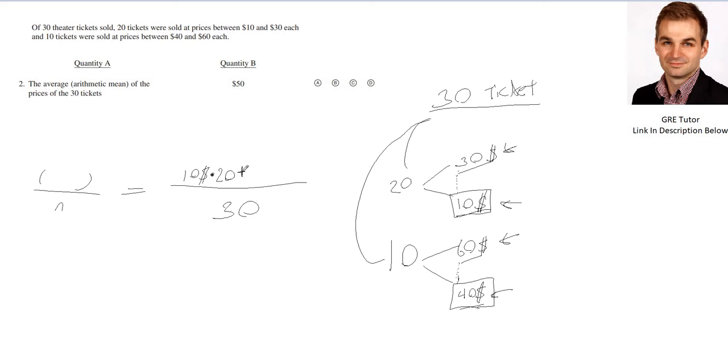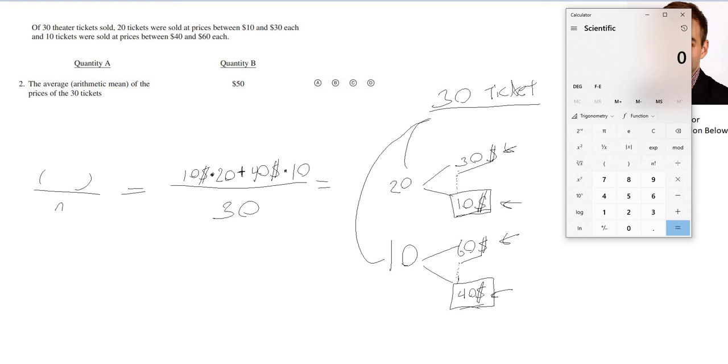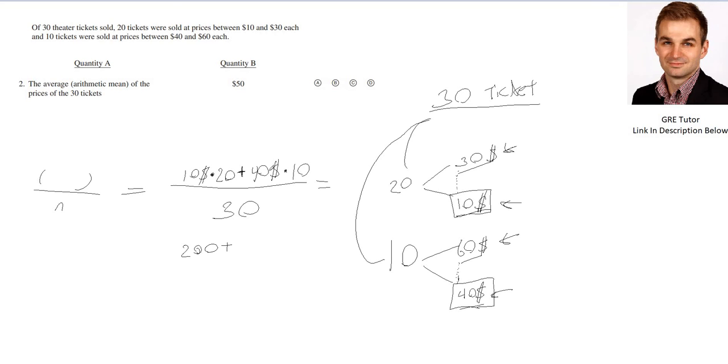Now we're going to add the rest of what we're selling. We also sell 10 tickets for $40. So for $40, we sell 10 tickets. Now that is the lowest that we can go in the ranges that were given to us. We have 10 times 20 is 200, plus 40 times 10 is 400, divided by 30, which is going to be 600 divided by 30. Alright, 600 divided by 30 is 60 divided by 3. 60 divided by 3 is 20.